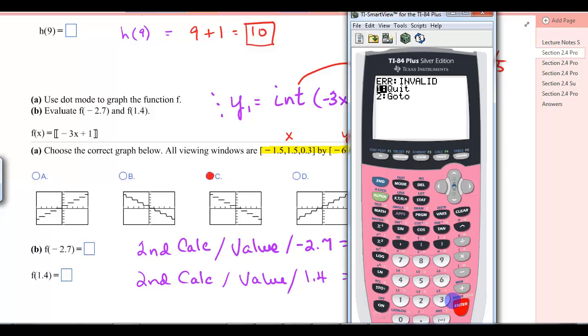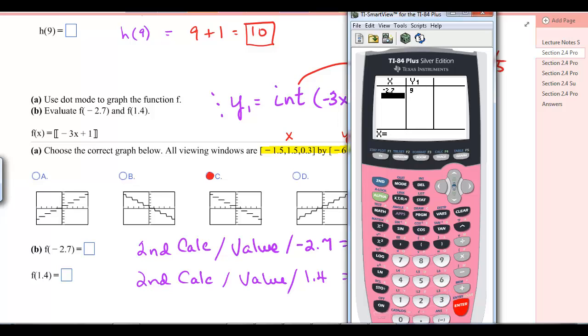Oh, I'm outside the window. I am outside the window. All right, so we can go to second table and put in negative 2.7, enter, and you get 9.